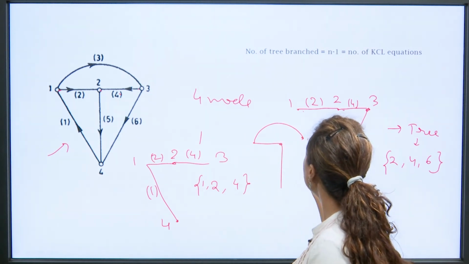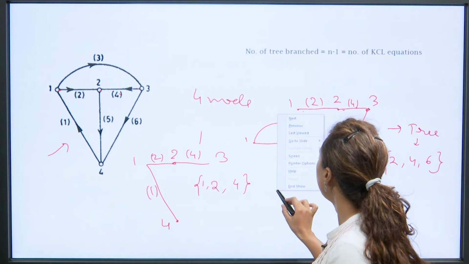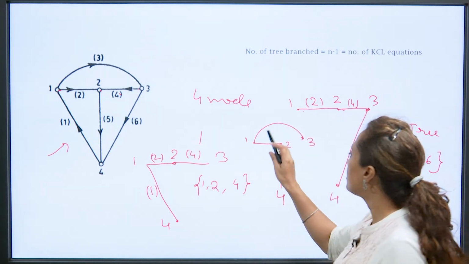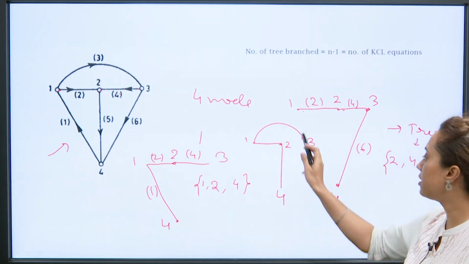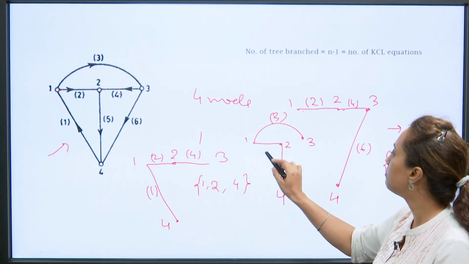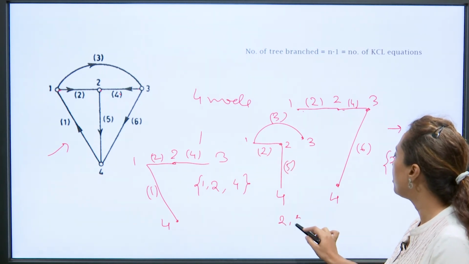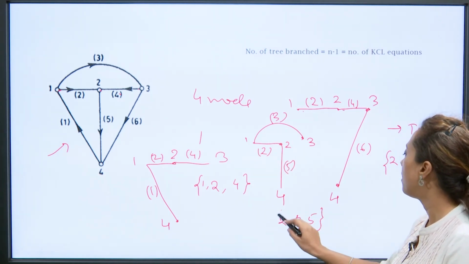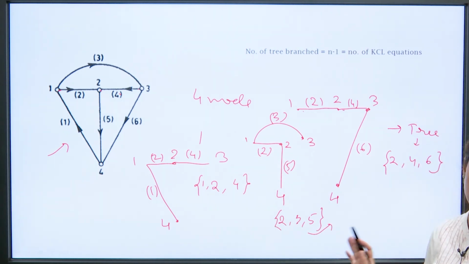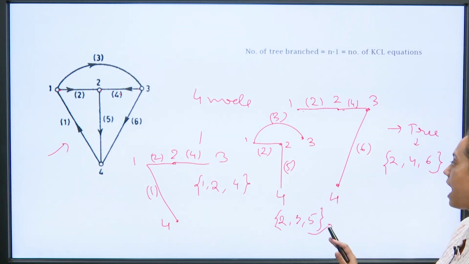For another way, this is node number 3, this is node number 2, this is 1 and this is node number 4. This is also connecting all the nodes and there is no closed path between them. So, this is branch number 3, this is branch number 2, this is branch number 5. So, 2, 3, 5 is one tree. In this way, a tree connects all the nodes and there is no closed path between them.